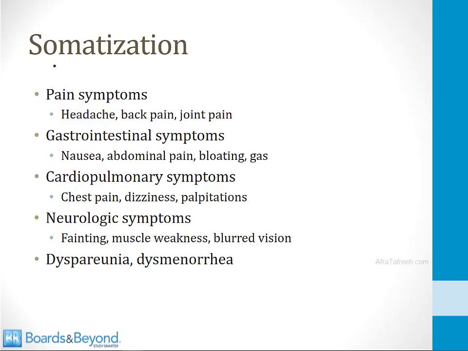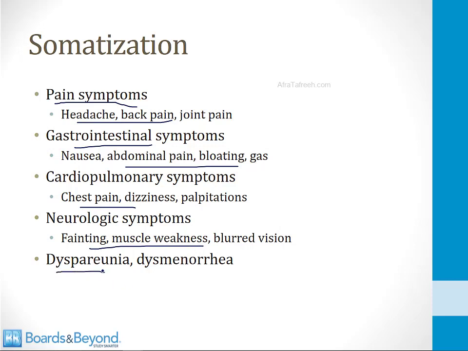explained. Some of the symptoms that can be seen as a result of somatization are shown on this slide. Many patients have pain symptoms like headache, back pain, or joint pain that medical science can't explain. Many patients with chronic GI complaints like nausea, abdominal bloating, or gas have symptoms that cannot be explained. I see many patients with somatic symptoms of cardiopulmonary syndromes like chest pain, dizziness, or palpitations. Some patients have neurologic symptoms. Some of those are shown here: fainting, muscle weakness, blurred vision. In addition, some women complain of dyspareunia, which is painful intercourse, or dysmenorrhea, which is painful menstrual periods. And in many cases, these symptoms cannot be satisfactorily explained by medical science.